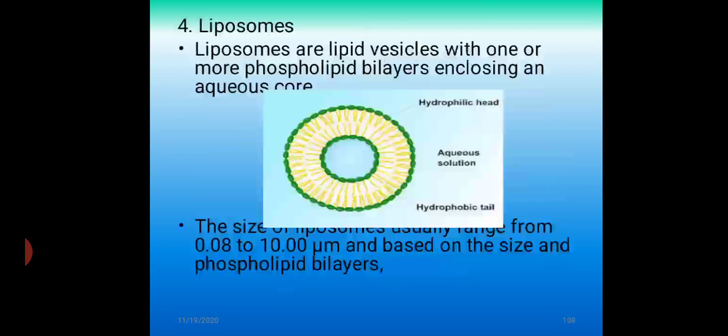So all these drug delivery systems are general novel carrier drug delivery systems, not only for ocular but for all parts of our body. All routes can be administered, but here we are learning especially the liposomes for ocular drug delivery. These liposomes are lipid vesicles with one or more phospholipid bilayers enclosing an aqueous core.